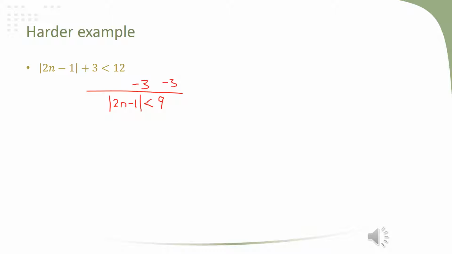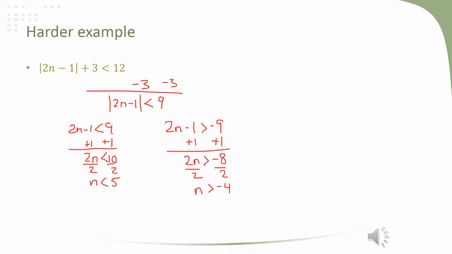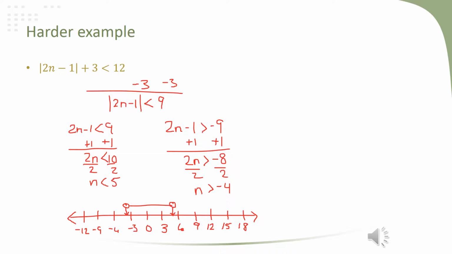I now split this up into two inequalities. 2n minus 1 is less than 9, and 2n minus 1 is greater than -9. I then am going to solve both of those inequalities by adding 1 and dividing by 2. I get n is less than 5 and n is greater than -4. I then form a number line and graph it. I have open circles both at 5 and -4.